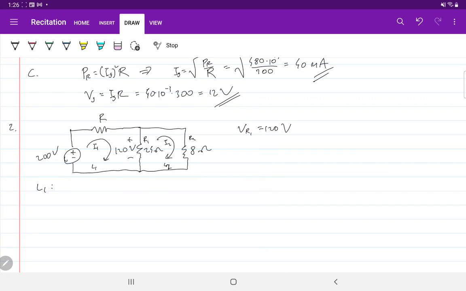At L1, what do we have? We have minus 200 volts, right? The loop is in the clockwise direction, so we have minus 200 volts first, and then plus I1 R. I1 we do not know, R we do not know, plus the voltage. We have the voltage there, right? 120 volts must be equal to 0. That's the Kirchhoff voltage law. The sum of voltage around a closed loop must be 0. So the sum of voltage around any closed path or closed loop is 0.